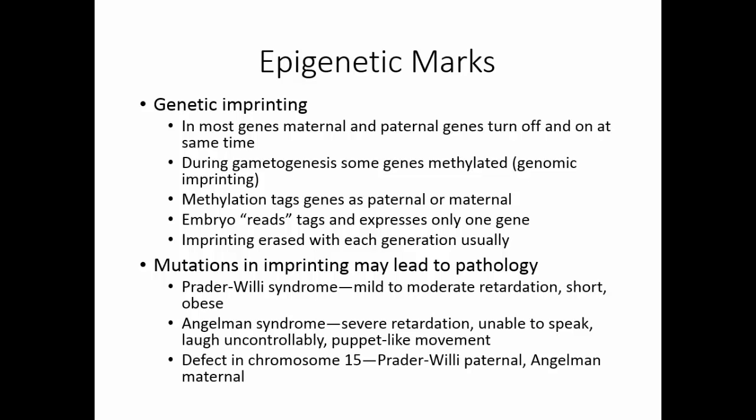Both of these syndromes are the result of a defect on the same gene in chromosome 15. The difference is epigenetic marking. If the gene that's expressed is the paternal gene, then Prader-Willi syndrome is the outcome. If the gene that's expressed is the maternal gene, Angelman syndrome is the outcome.